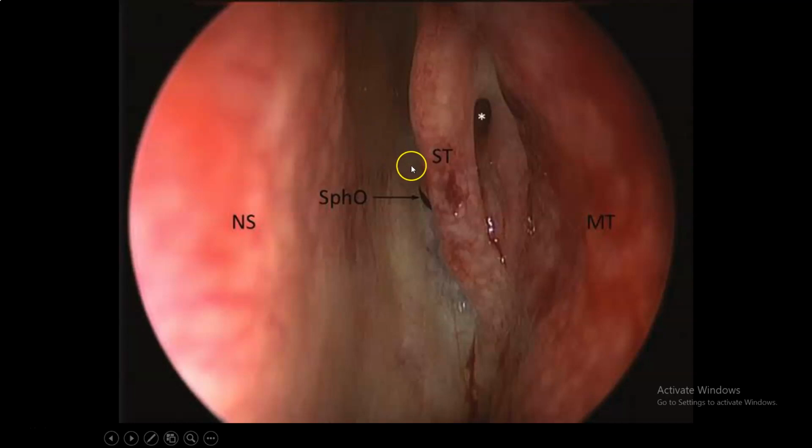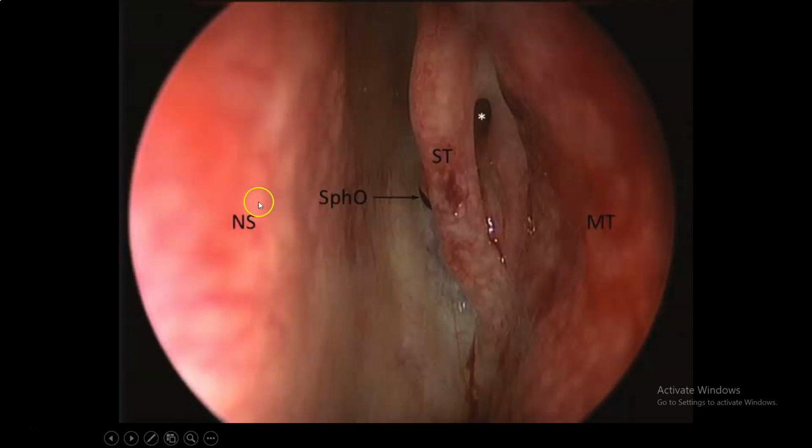And this is an endoscopic view. It's very important. This is the nasal septum, and we are looking from the left side. This is lateral, and this is medial. This is the middle meatus with the endoscope. And as we said, this is the superior turbinate, and we find the sphenoid ostium medial to the superior turbinate. And this is the nasal septum.